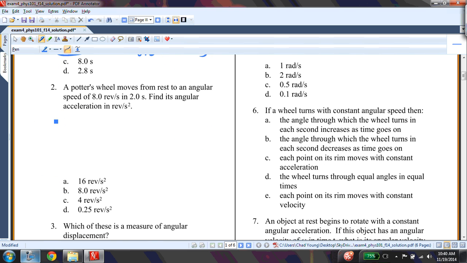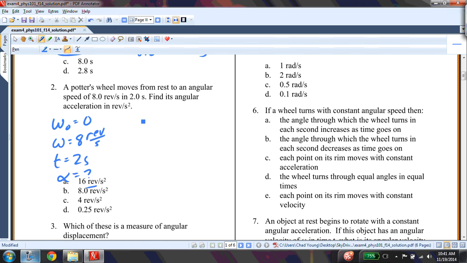A potter's wheel moves from rest, so omega naught equals 0, to an angular speed of 8 revolutions per second. Omega equals 8. Notice my units here are in revolutions, so I'll leave it like that. T is 2 seconds. I want to know what is the angular acceleration.